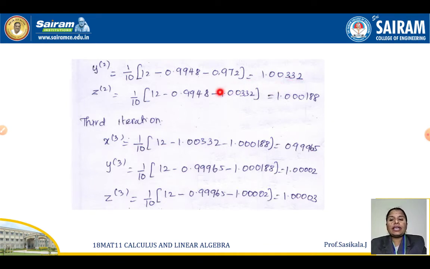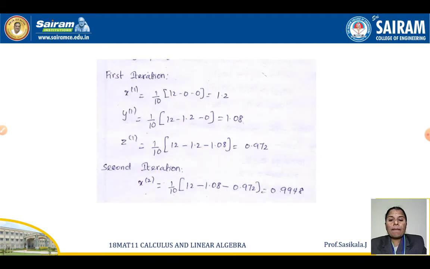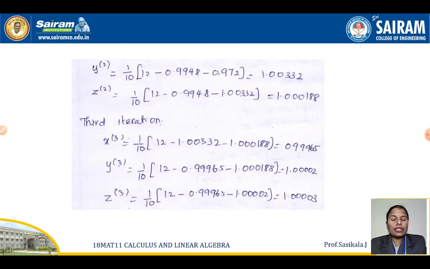I'll get 1.00332. Similarly, when it comes to z of 2, what you have to do? Use your recent values of x and y. To simplify, you can get 1.0000188. Now you can compare your first iteration and second iteration. They are not yet approximately equal; there is so much difference in each of x, y, z. Obviously, we have to go with more iterations to get the approximate solution, right? Okay, so go with the next iterations.